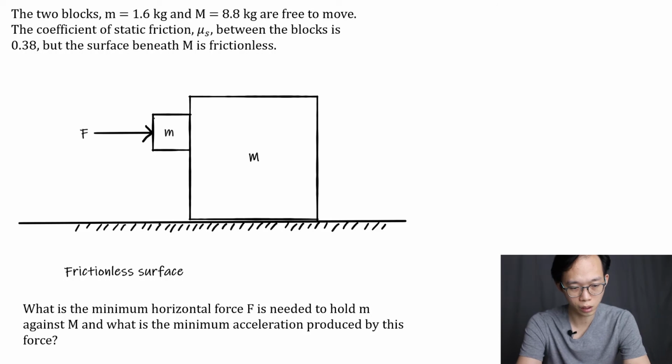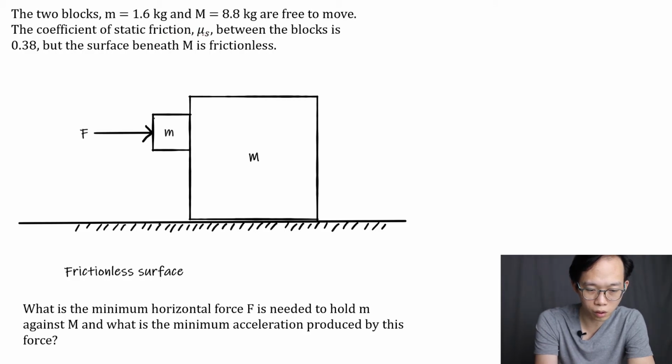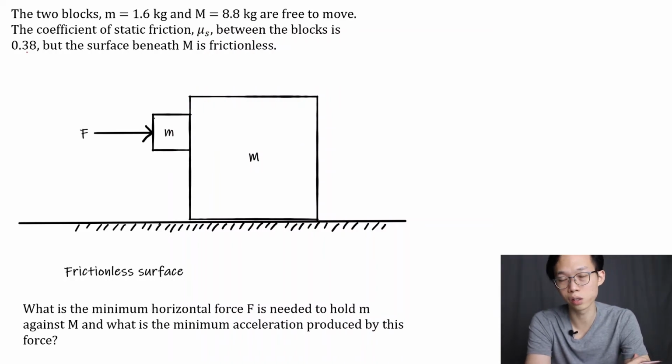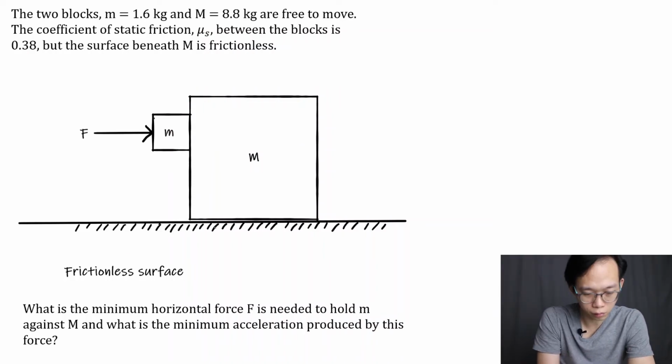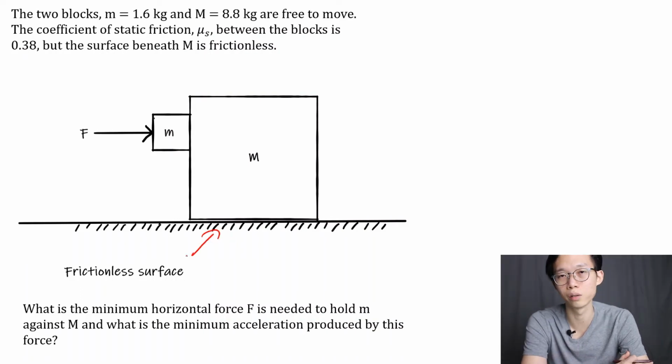Let's have a look at this question. Here we have two blocks, a lighter block and a heavier block. They are both free to move. There is a coefficient of static friction between the blocks, which is talking about this surface here. And the coefficient of static friction is 0.38. The surface below capital M is frictionless. This surface is the frictionless surface.